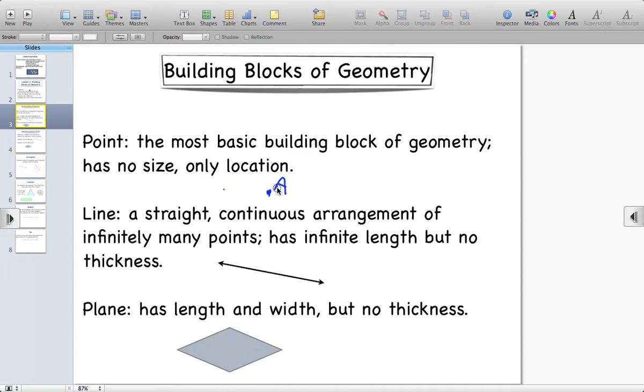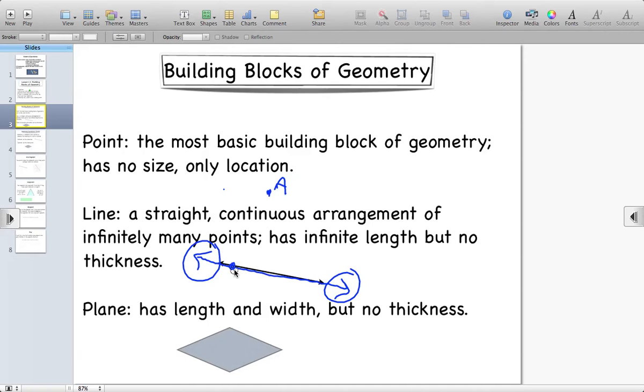A line is a straight continuous arrangement of infinitely many points, has infinite length but no thickness. So we're just going in a direction, continuing on and on. And to show that we're continuing on, that this is a line versus a line segment or ray, is we have arrows at both ends of our picture. So this shows us that, okay, even though I've run out of space or I don't want to keep drawing this line infinitely, it will continue on. So infinity means it doesn't stop. That's what we're talking about.